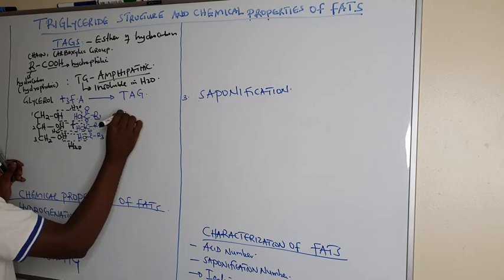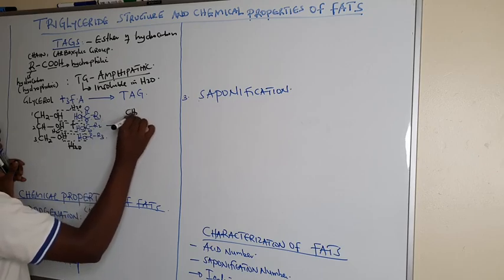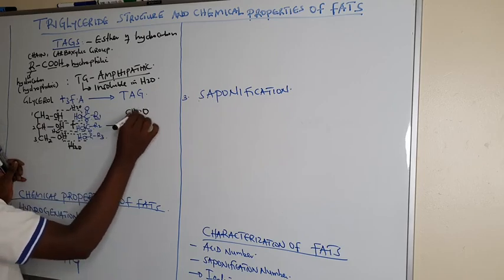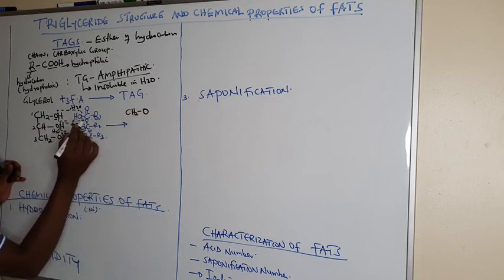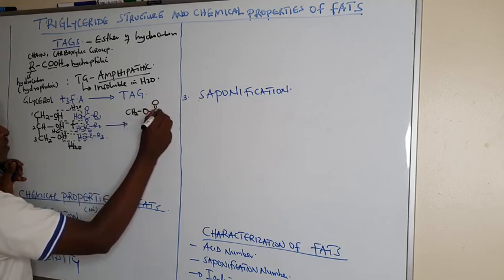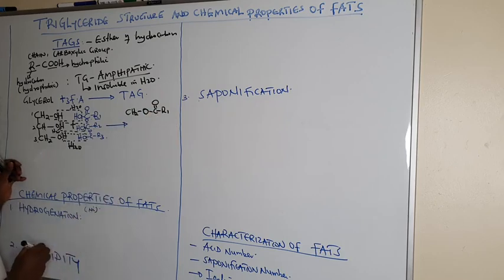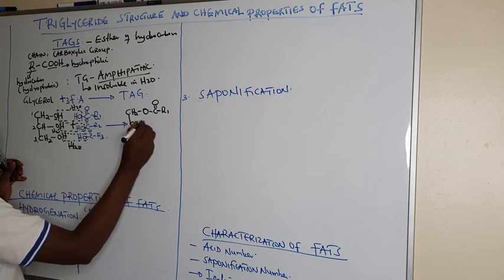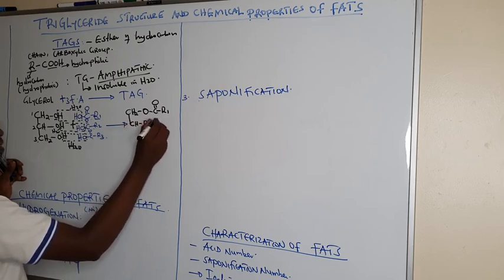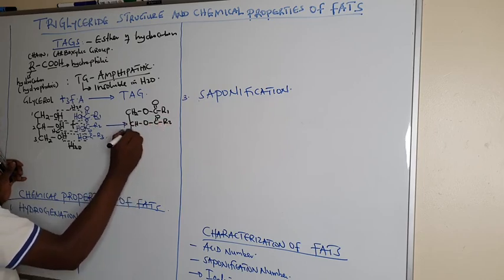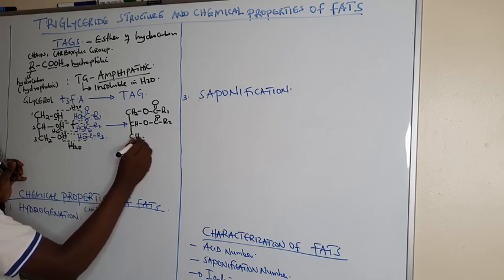But now we are going to have CH2, then we are remaining with this oxygen, and this oxygen has been bonded to this carbon. And this one becomes R1. Then we have the second one with the oxygen and another carbonyl group forming the R2. Then we have the third one.